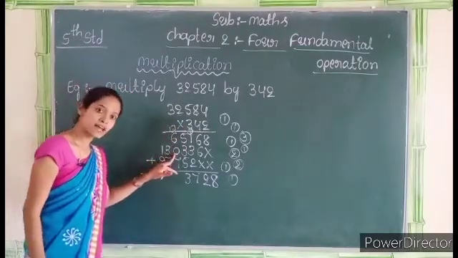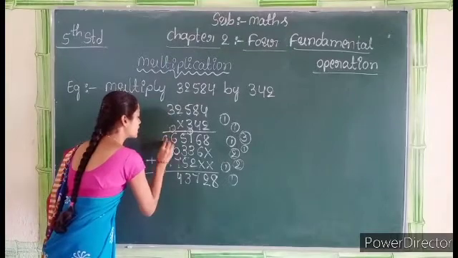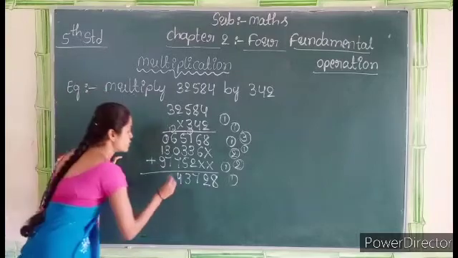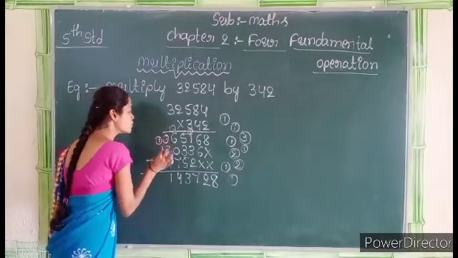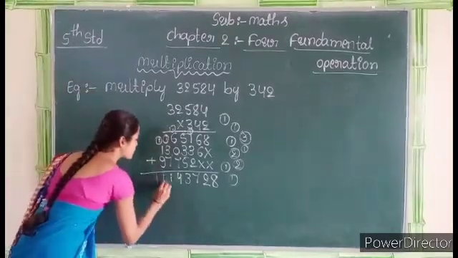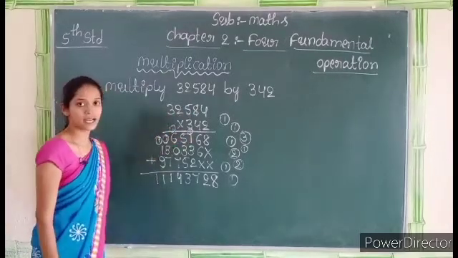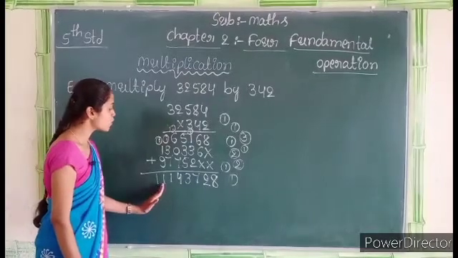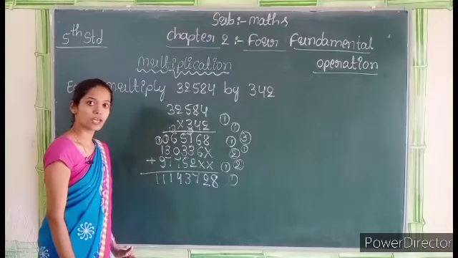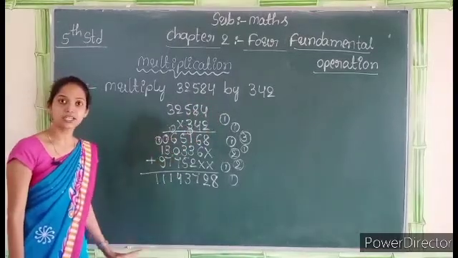7 plus 0, 7. 7 plus 7, 14. I will write 4, then 1 carry, 1 plus 3, 4. 4 plus 7, 11. I will write 1, then 1 carry over, 1 plus 1, 2. 2 plus 9, 11. Okay, when we multiply 32,584 by 342, we get 1 crore 11 lakh 43,728. Okay, like this we can multiply a 5-digit number by a 3-digit number.